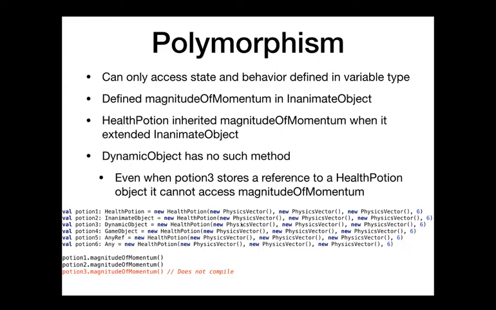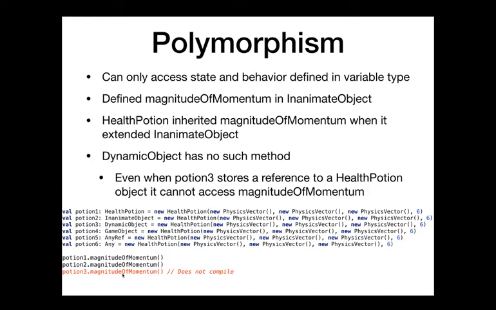However, once we get far enough up the inheritance tree, once we're storing a HealthPotion in a variable of type DynamicObject, that HealthPotion still has a magnitudeOfMomentum method. It's part of its definition, it's part of that object that's stored in the variable of type DynamicObject. But since the DynamicObject class knows nothing about magnitudeOfMomentum, when I store this HealthPotion in a variable of type DynamicObject, I lose my access to that method. I can no longer access that method that was defined further down the type hierarchy.